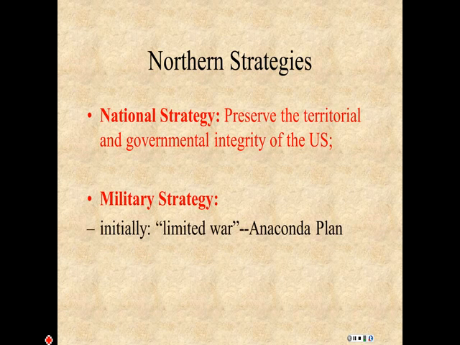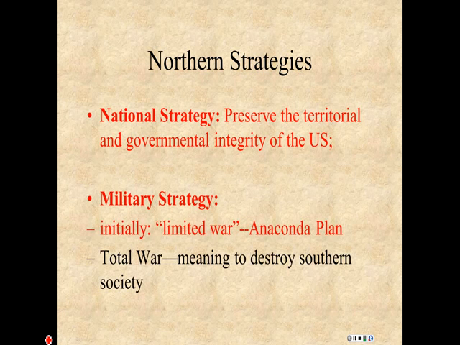And the North begins with the idea that this doesn't have to be an all-out war. Lincoln plans at first for this kind of limited war, the Anaconda Plan. Like a snake, the North is going to sort of impose a blockade of southern ports, cut off the South, encircle the South, and wait for resistance to die down, basically impose economic sanctions.